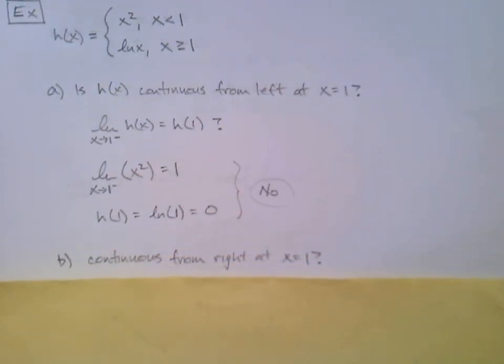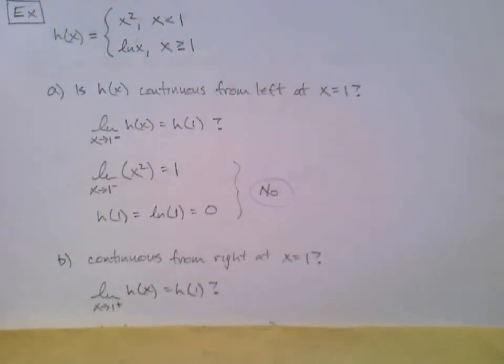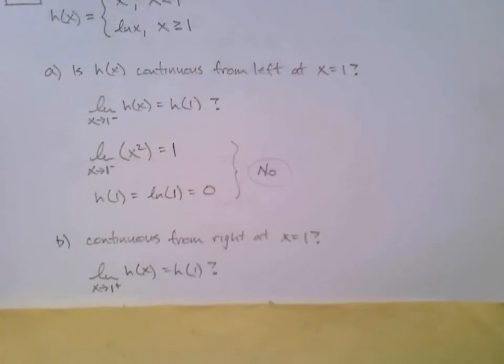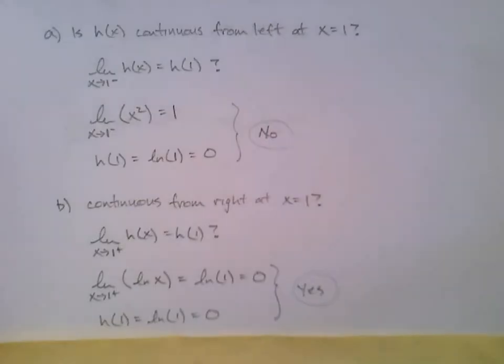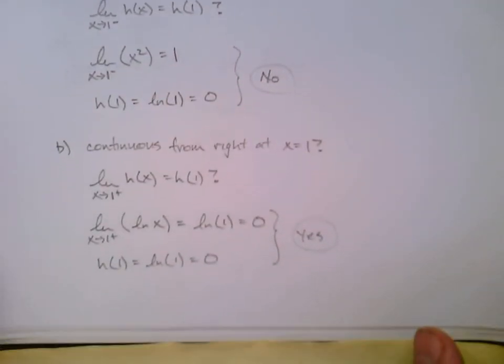What's part B? Well, kind of predictable. Is it continuous from the right at x equals 1, right? That transition point. Okay, well, we'll go through the same process, but now looking at the right-sided limit. It's going to be tough to fit all this on the screen. Hopefully you're writing these things down. Here's my work, and this one turns out to be okay.